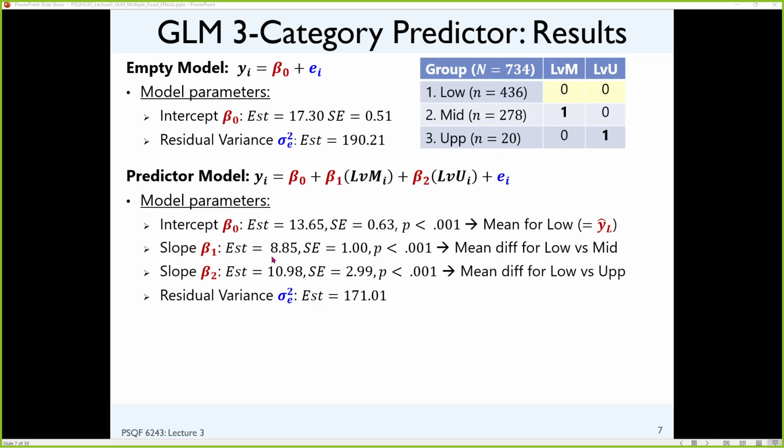Beta 1 is 8.85 according to these data. Beta 1 is a slope. All slopes are the change in the outcome for a 1-unit change in its predictor. A 1-unit change in the predictor that goes with beta 1 is this L versus M. It corresponds to going from a 0 to a 1. So putting that together, 8.85 is how much higher the income is for the people who said that they were middle class than the people who said that they were lower class. So $8,000 and some change.